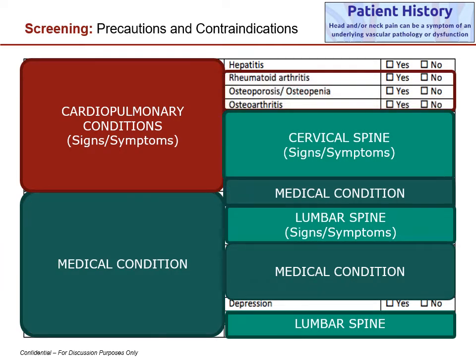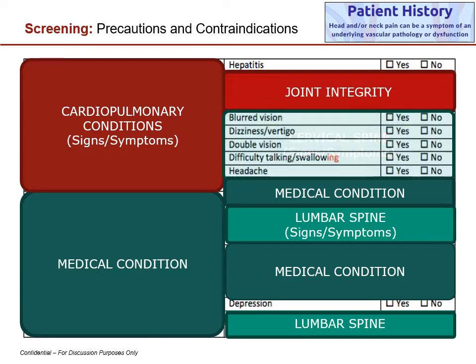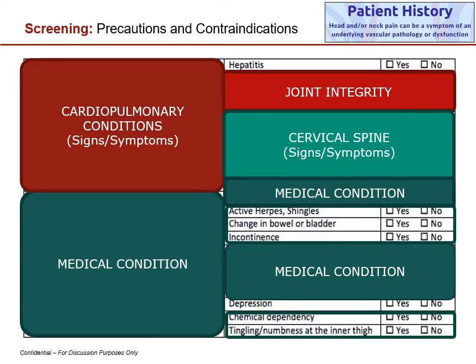When we get to joint integrity, as we talked about, not only at the joint specific level, but also at the bone and the risk of osseous lesions with osteoporosis and osteopenia. In the cervical spine, you have blurred vision, dizziness, essentially your D's and N's. And then in the lumbar spine, you have your numbness, your tingling, your cauda equina considerations.